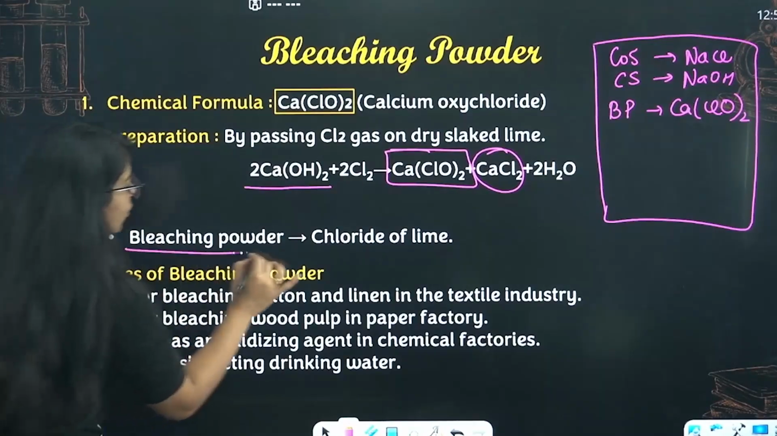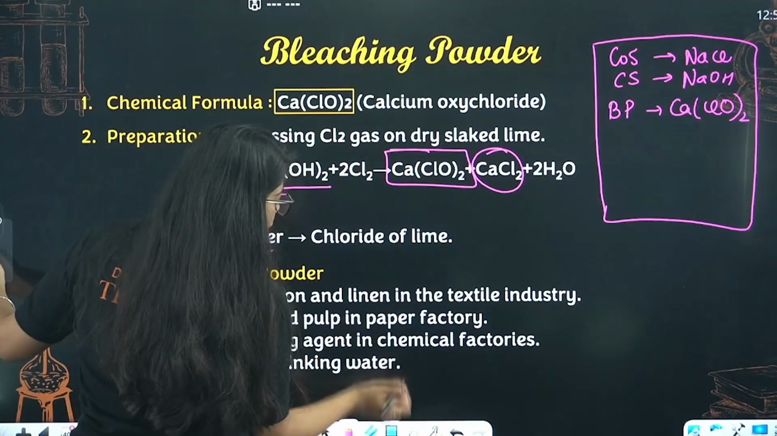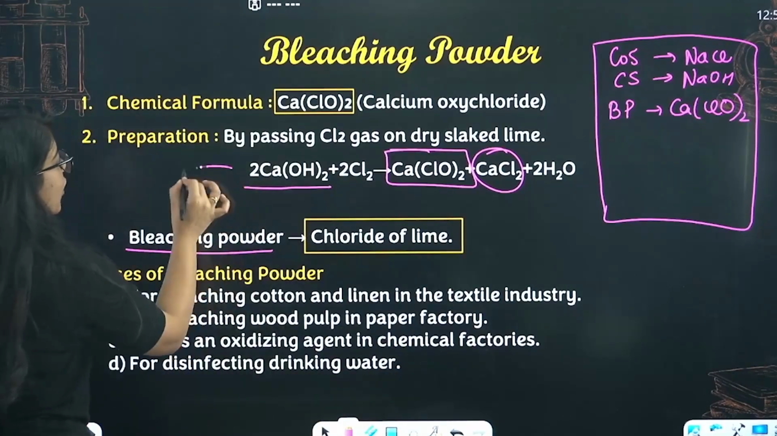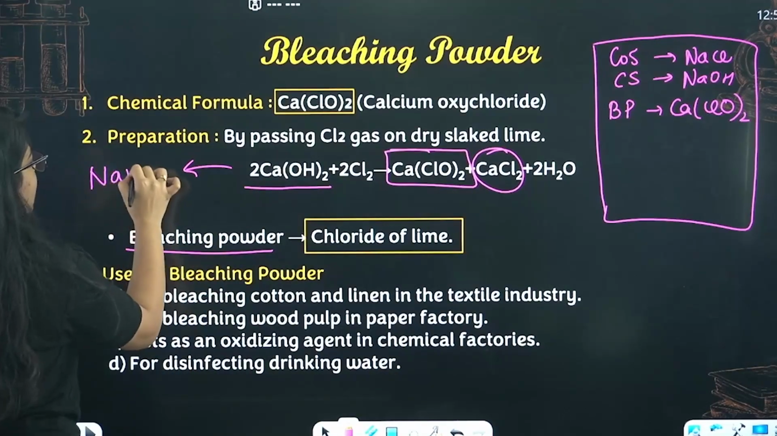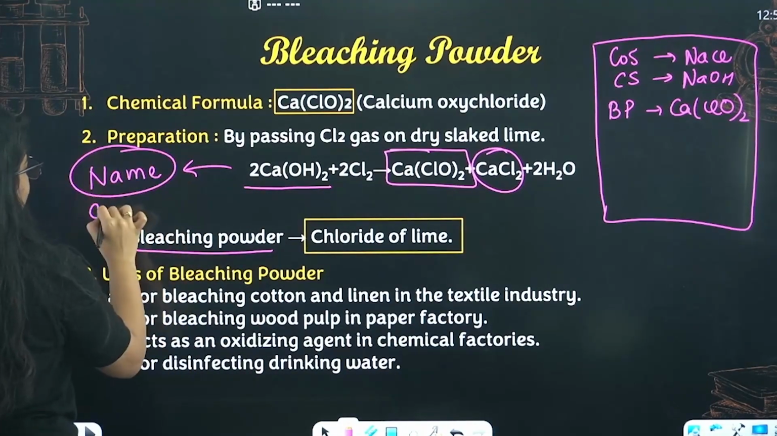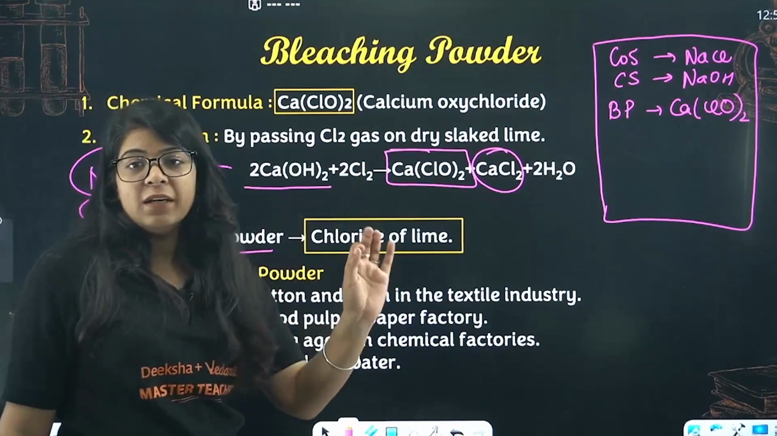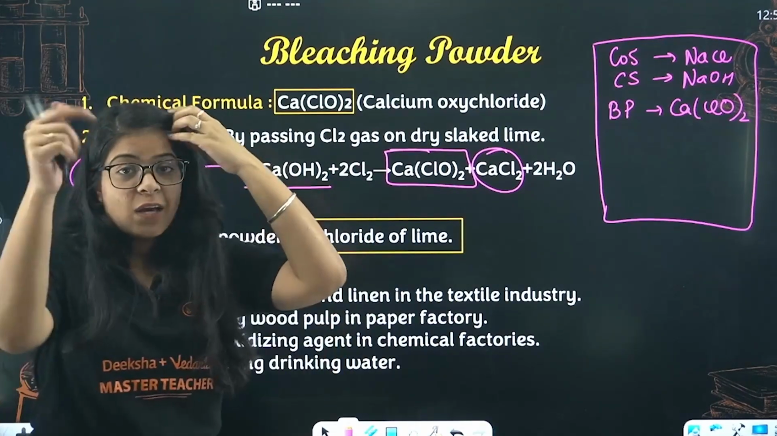So bleaching powder is also called chloride of lime, because beta, this is what? What is the name of CaOH twice? What was the name of calcium hydroxide? Write down in the comment section.